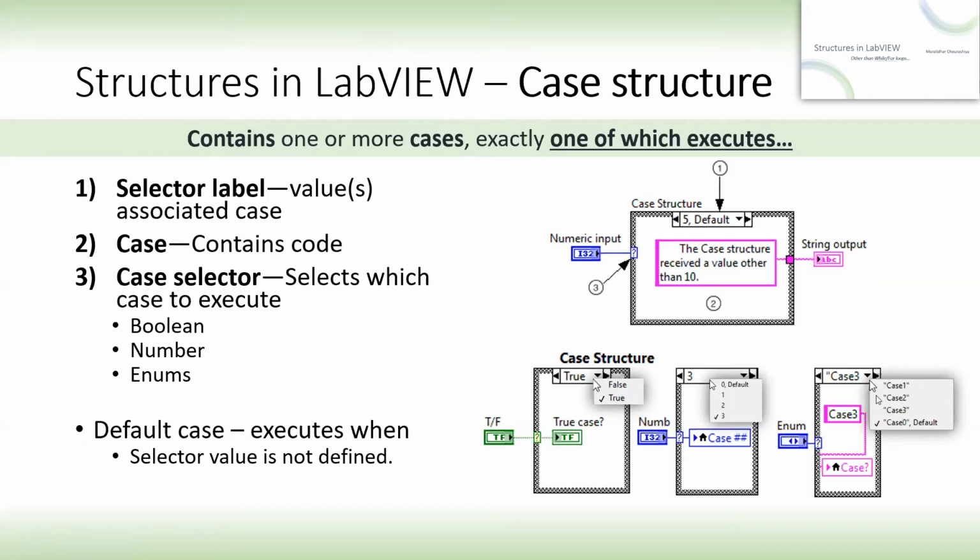Similarly here, I have enum selected and I have four cases defined and one of them is a default. This is a very unlikely situation because enums are like a predefined list, right? So there will be no other options from there to select.